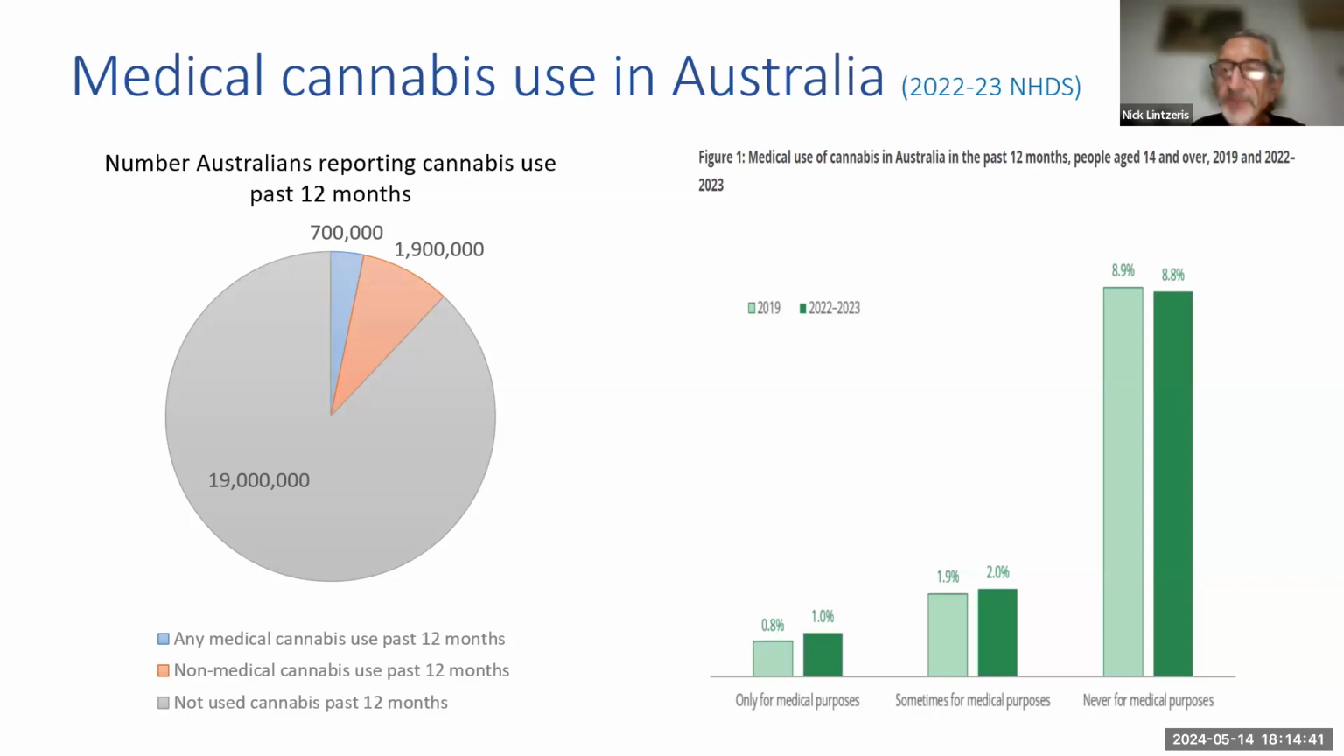use it never for medical. So that's 8.8% of the population said they use cannabis at least once in the year for non-medical reasons. 1% only for medical, and 2% sometimes for medical, sometimes for non-medical. So you can see that it's about a quarter or so of all people that say that they're using cannabis identified that there's some medical reason as to why they were using the cannabis.